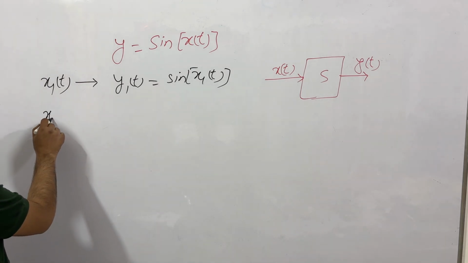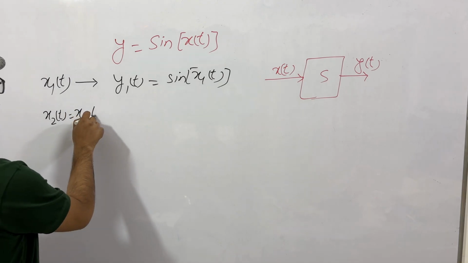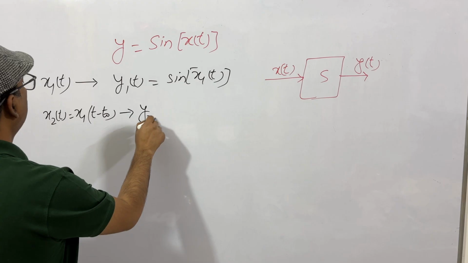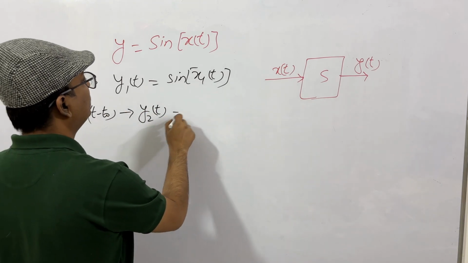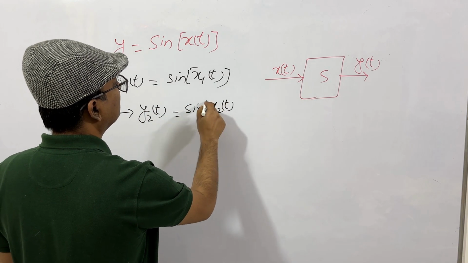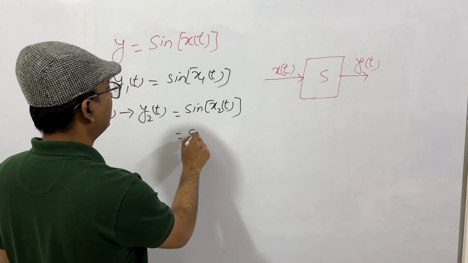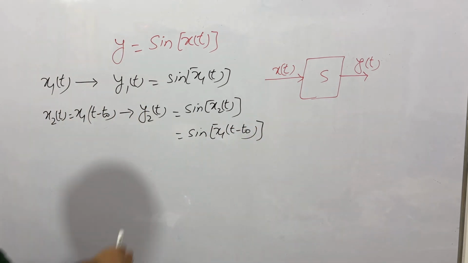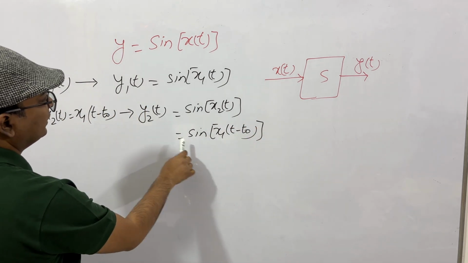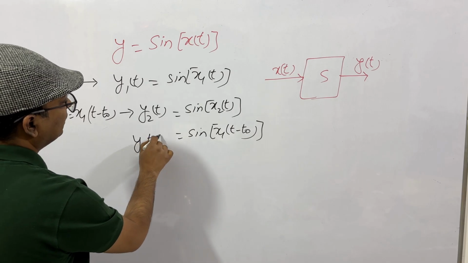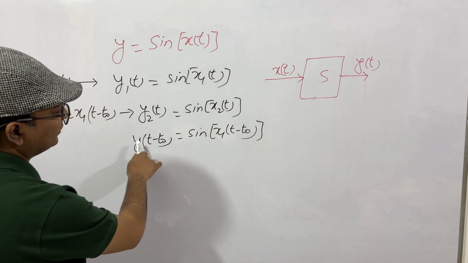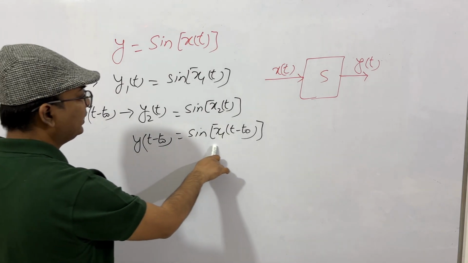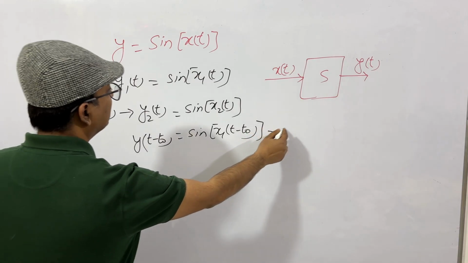Let's say we take another signal x2(t), which is actually x1(t minus t0). Then what will be y2(t)? y2(t) will be given as sine of x2(t), and x2(t) is basically this, that is sine of x1(t minus t0). So you see that this shift gives the output also as this. If we change the input by t minus t0, the output will be sine x1(t minus t0). Take this as 1.